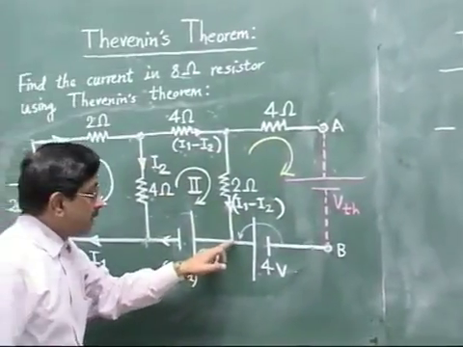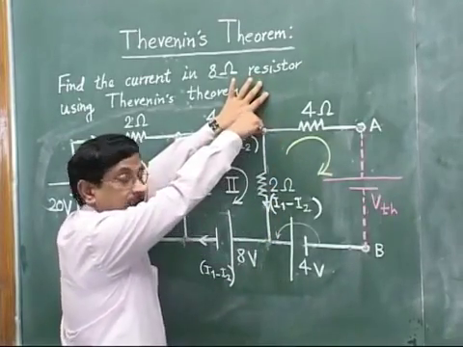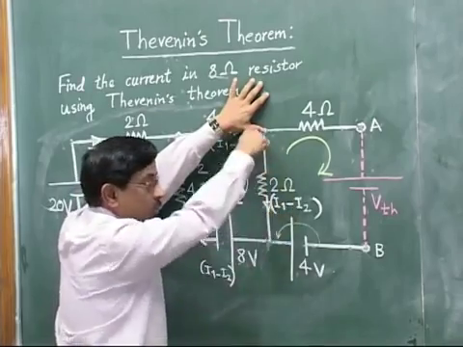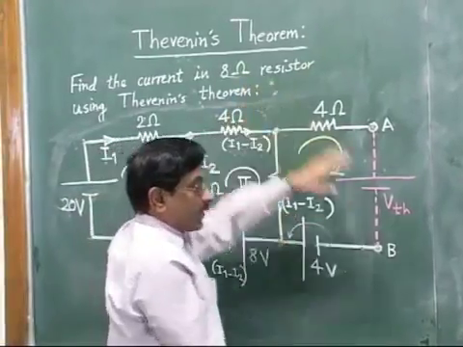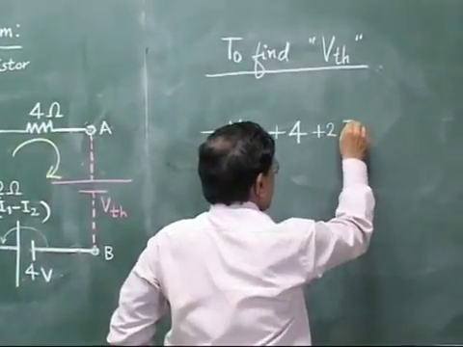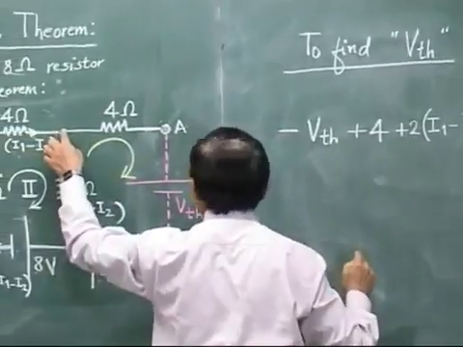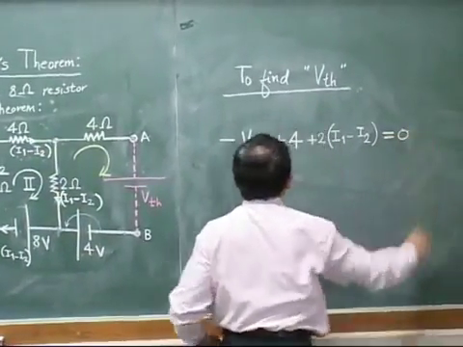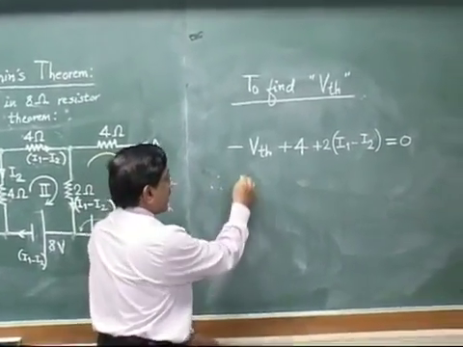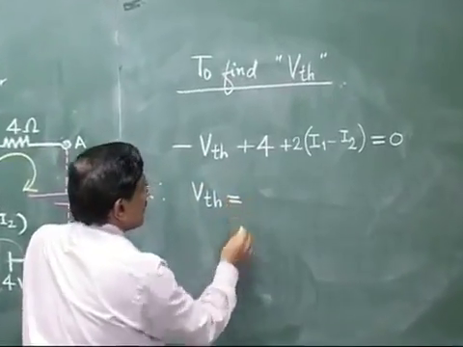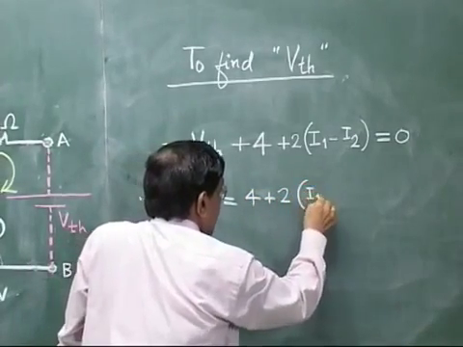And now we have reached this point, the original point from where we started. See, we are moving upwards, but the current I1 minus I2 is moving down in this branch. So it will be a voltage rise. So plus 2 times I1 minus I2. And now we have reached our original point, and this will be equal to 0. So this now we will simplify for finding out the value of VTH. Hence I can write that VTH must be equal to what? I take VTH to one of the sides. So 4 plus 2 times I1 minus I2.